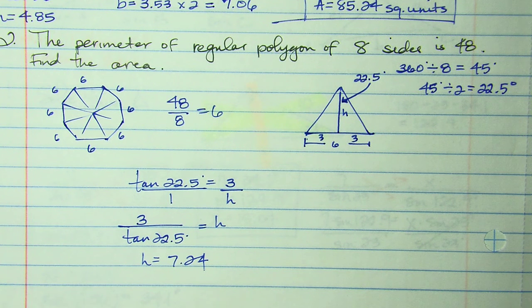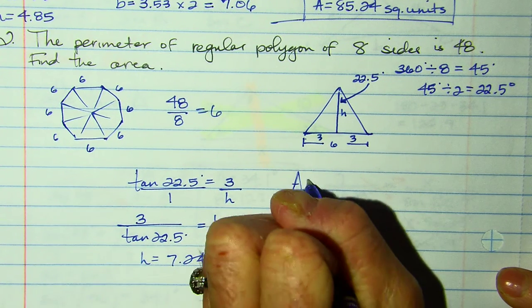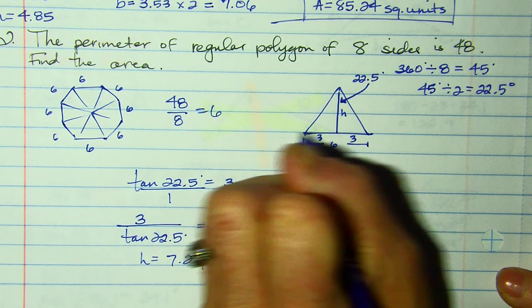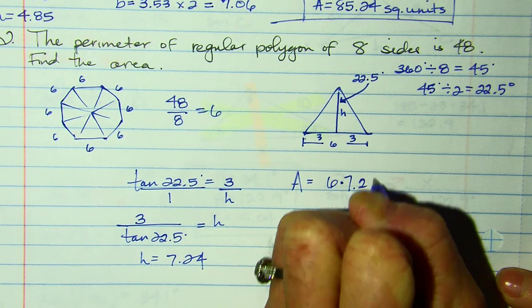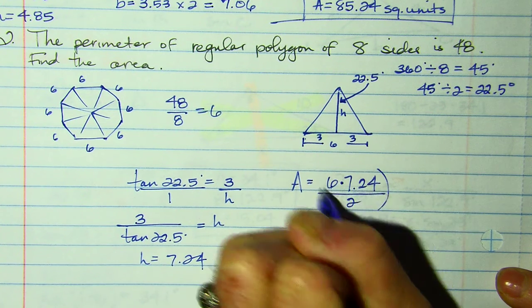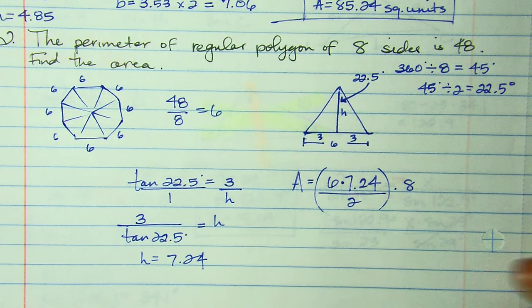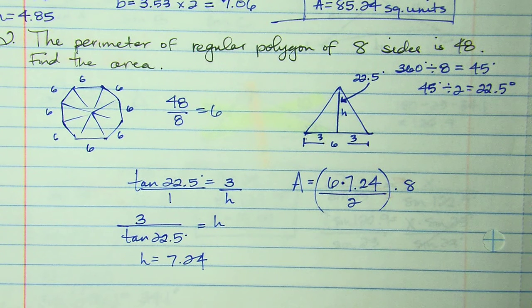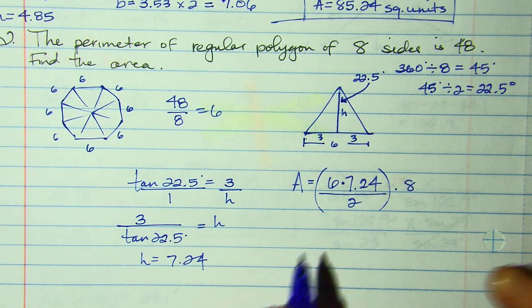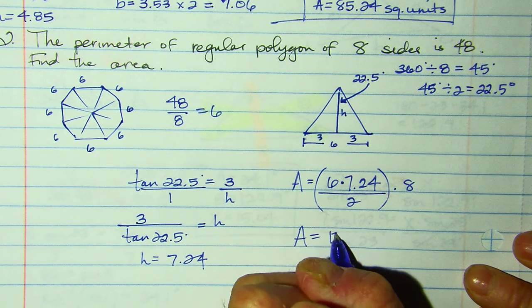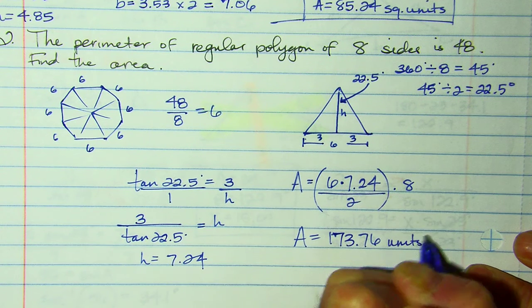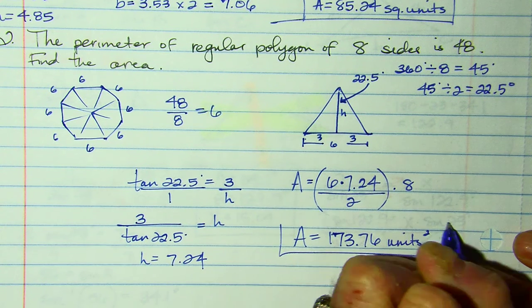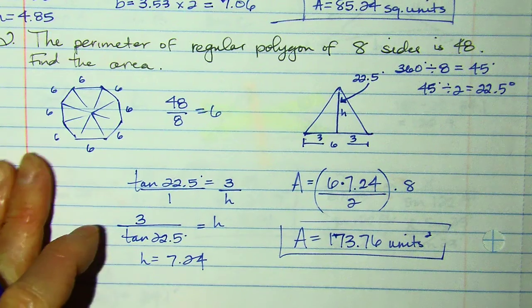So I can now find the area. Area equals my base of 6 times my height of 7.24 divided by 2 times 8, because there are 8 triangles. So 6 times 7.24 divided by 2 times 8, I get an area of 173.76, and you can this time write units squared. Okay. Next one.